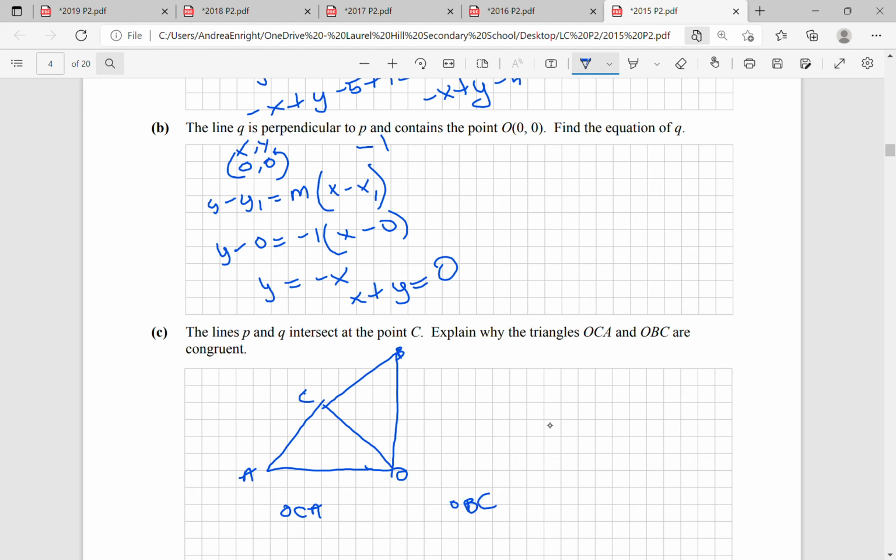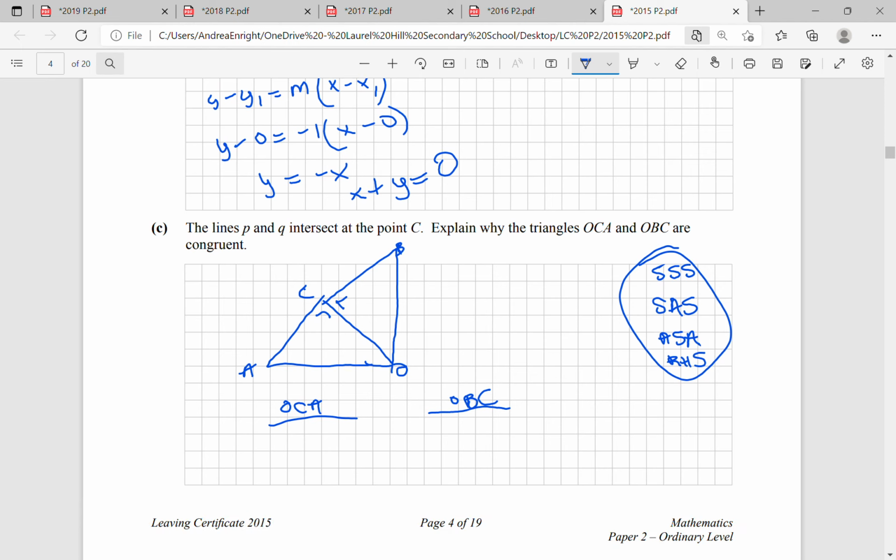So prove they're congruent. Remember, there are 4 ways you can prove they're congruent. You can do SSS, you can do SAS, ASA, and RHS. So they're my 4 ways of proving something is congruent. I think I'm probably going to be heading for RHS because look, there's the right angle.